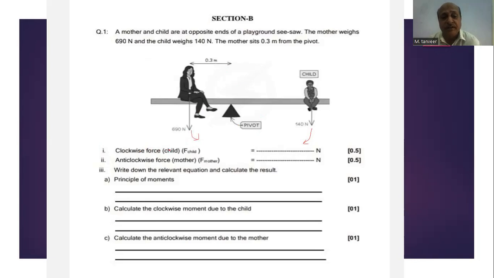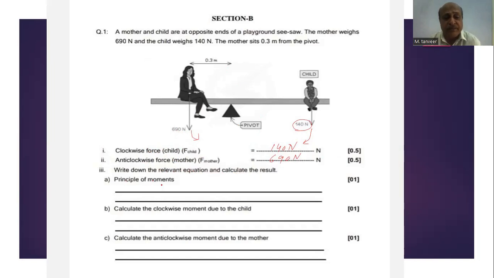So the first question is the clockwise force. This is 140 Newton. The unit of force is Newton. So 140 Newton. This is 0.5 marks. The anti-clockwise force of the mother is 690 Newton. Write down the relevant equation and calculate the result.